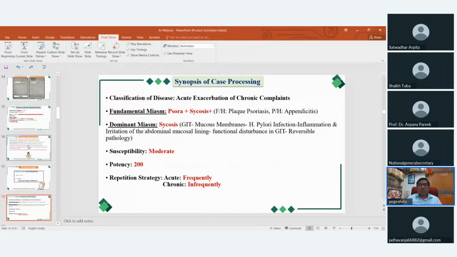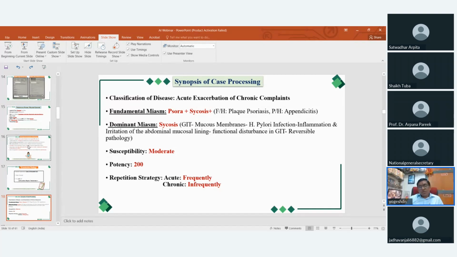Now the synopsis part of this case. As I have mentioned earlier also, this is the acute presentation in which the patient was brought to me. So acute exacerbation of chronic complaints is there. The fundamental miasm: mother is having plaque psoriasis, patient is having appendicitis.